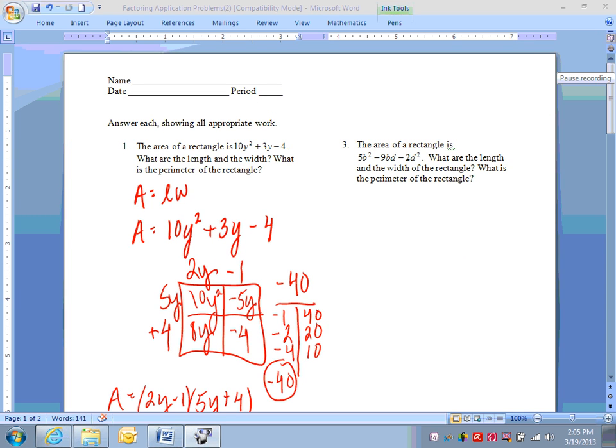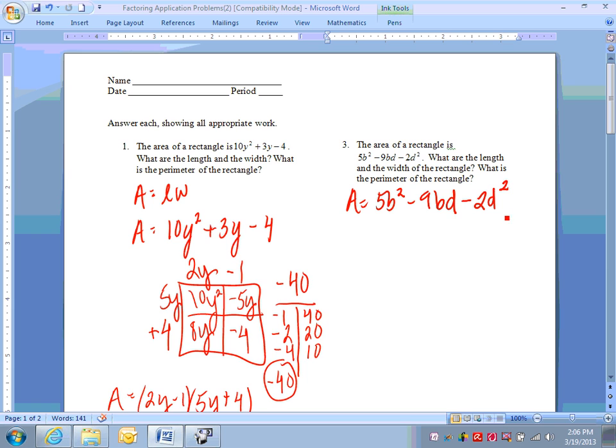This problem is going to be the same type of problem in number 3. They give us the area of a rectangle, and they ask us what the length and the width of the rectangle are and what's the perimeter. So we start off writing our area as always. The area is 5b squared minus 9bd minus 2d squared.